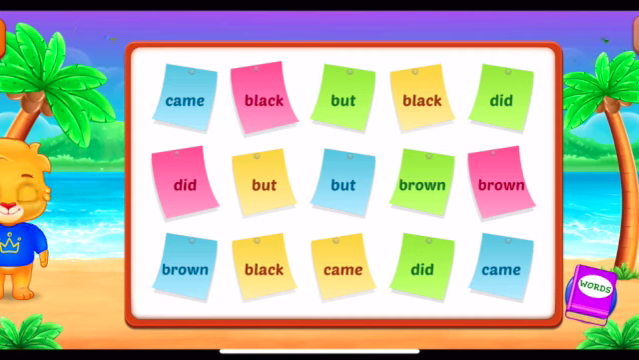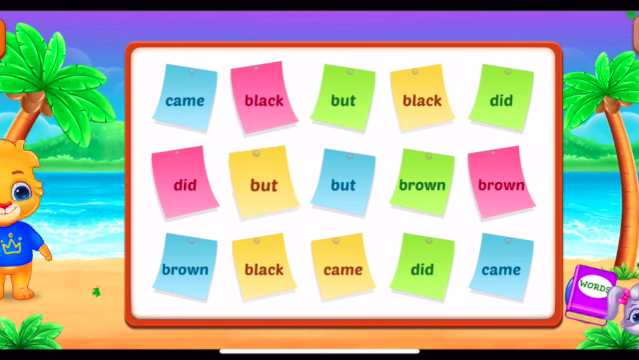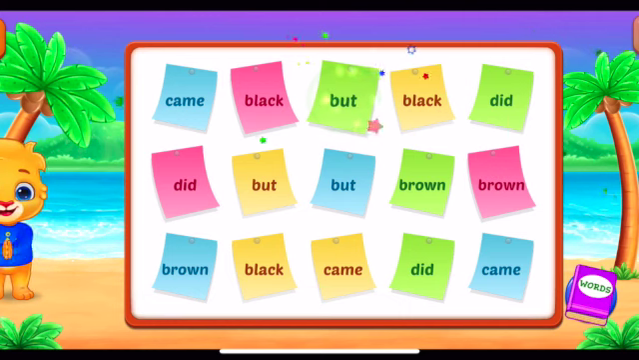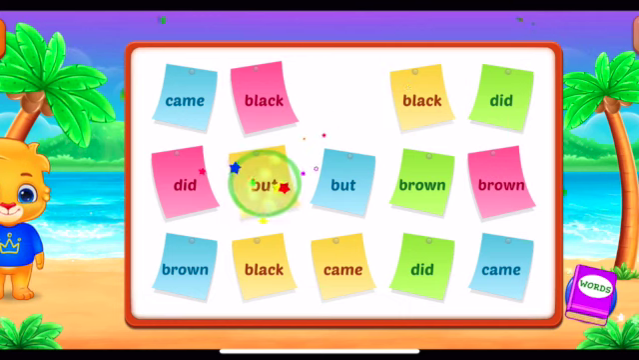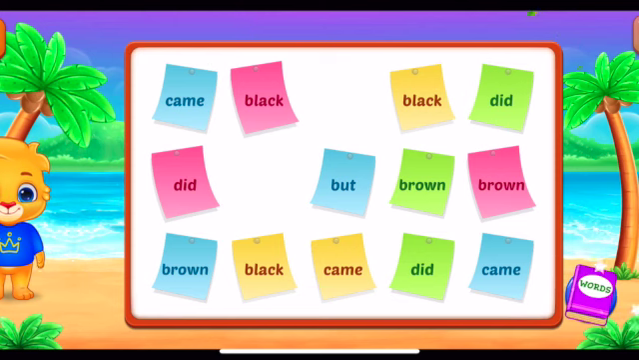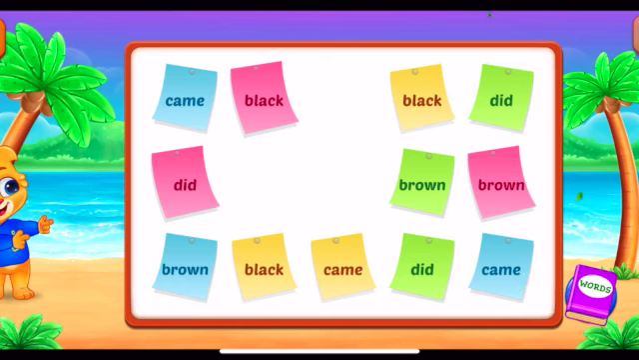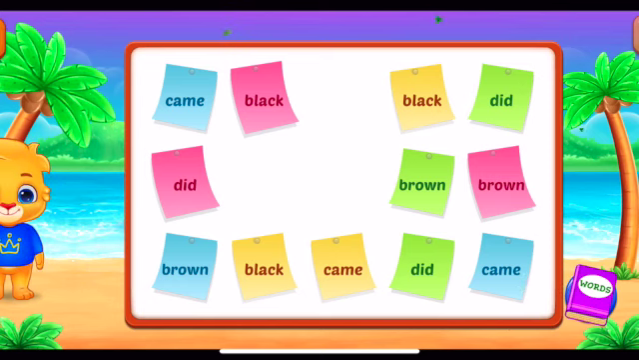So what you do is the little guy on the side of your screen is going to say a word, and then you're going to click every word you see that matches the word that he says. So for example, if he says but, you're going to click every word that says but. So I see 1, 2, 3. And I got all of them. So next we have to find the word brown. And again, if you don't know the word, look for the letter sounds.